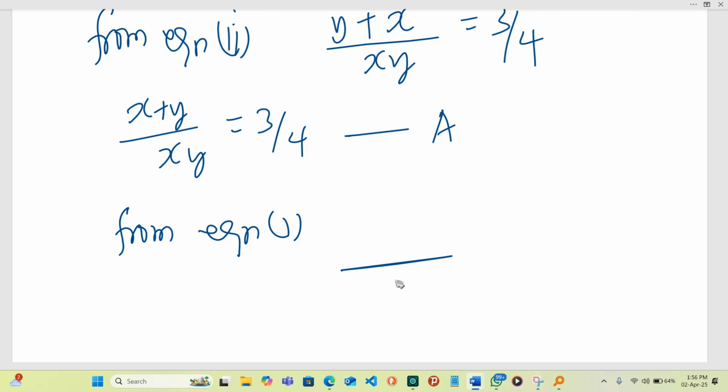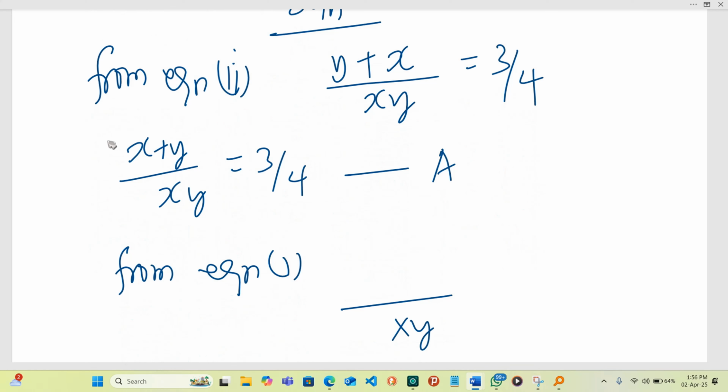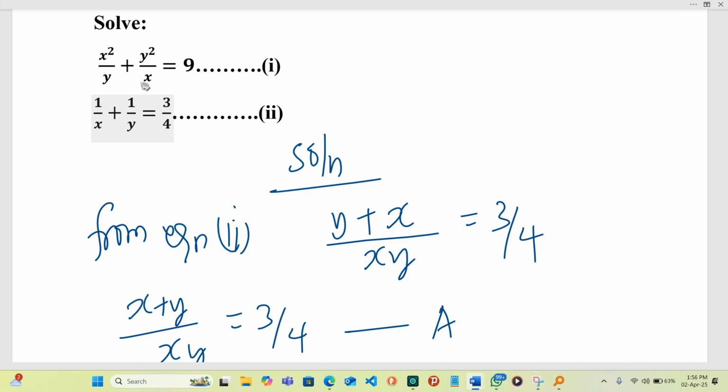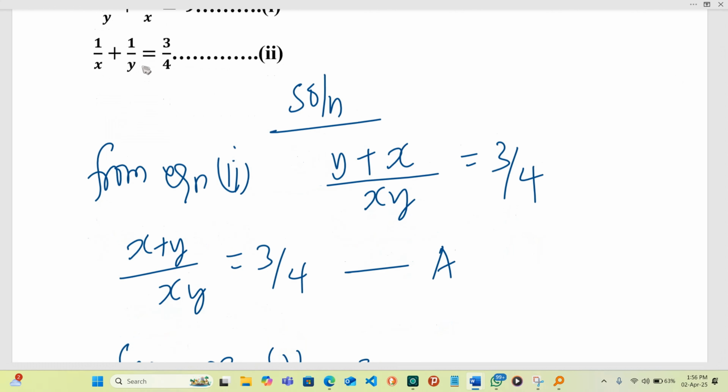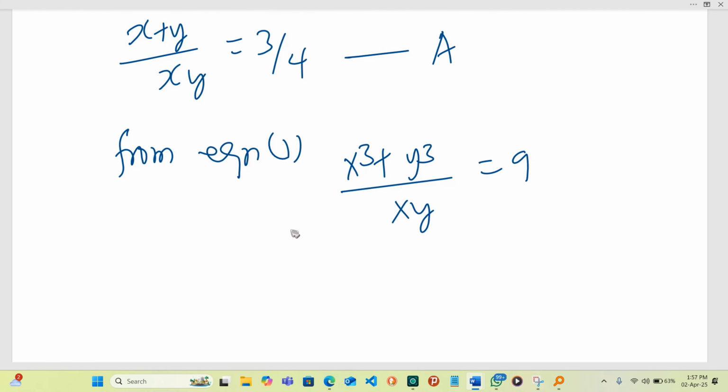Let's do the same from equation 1. It also has LCM xy. So xy divided by y, I'll have x times x squared, which is x cubed, plus again xy divided by x, I'll have y times y squared, which is y cubed, and this is equal to 9. So we have (x cubed plus y cubed) over xy, but we need to use the identity.